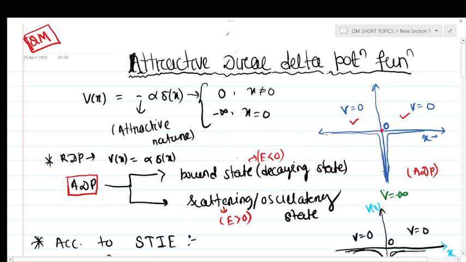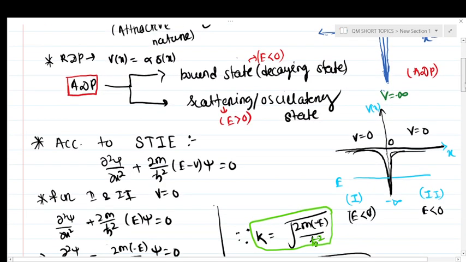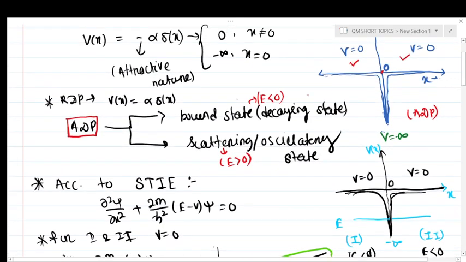Similarly, in the repulsive Dirac potential, there will be a plus sign in the potential. The attractive delta potential can be of two types: one is the bound state and the other is the scattering state. In the bound state, the energy is less than 0, that is the decaying state. In the scattering state, or the oscillatory state, the energy is greater than 0.